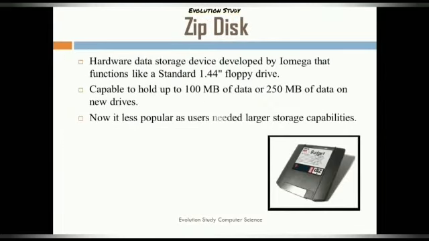Zip disk, a hardware data storage device developed by Iomega that functions like a standard 1.44 inch floppy drive, capable to hold up to 100 MB of data or 250 MB of data on new drives. Now it's less popular as users needed larger storage capabilities.